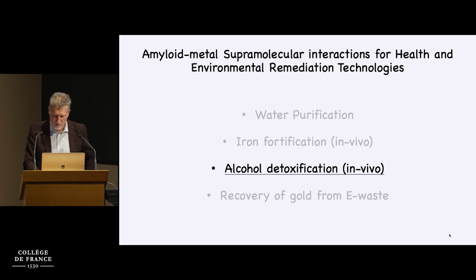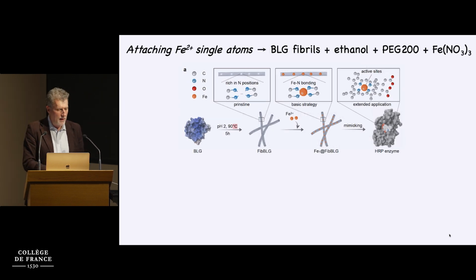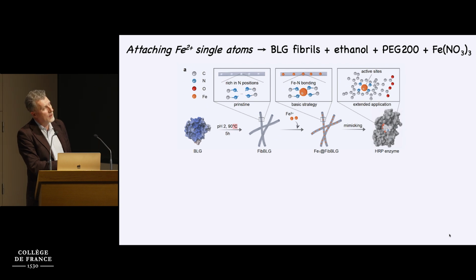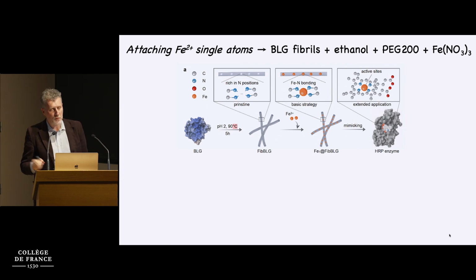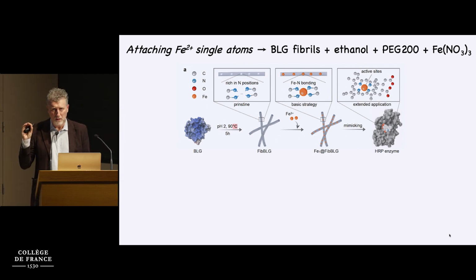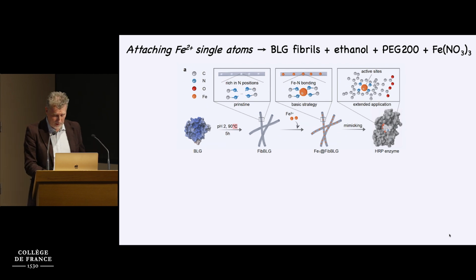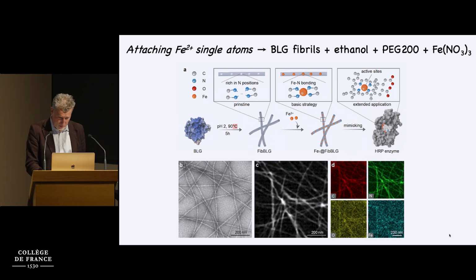Another example I want to share with you is still the same ingredients, iron and amyloid fibers, but we attach the iron in a slightly different way. You see, we now use a very sophisticated solvent, which includes ethanol and PEG, and we start from a different iron salt, because what we want to do here is something slightly different. We want to attach iron as a single atom, and we want to attach it in the oxidation state 2.